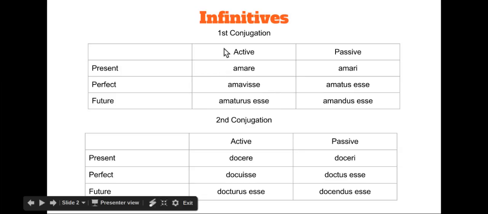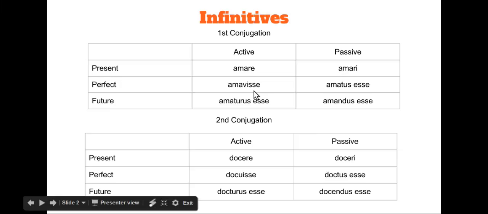So the infinitives, you have six for both conjugations. You have a full set of active and passive for all three tenses: present, perfect, and future. So for the present active, we have amare, which comes from the second principal part, to love. And to make the passive, you drop the E and add an I, amari, to be loved.